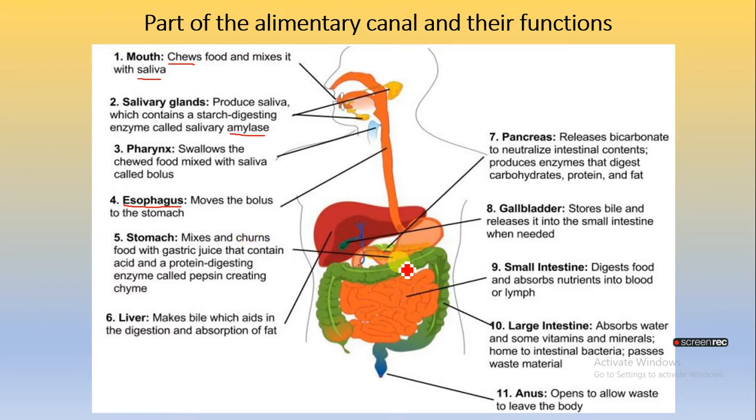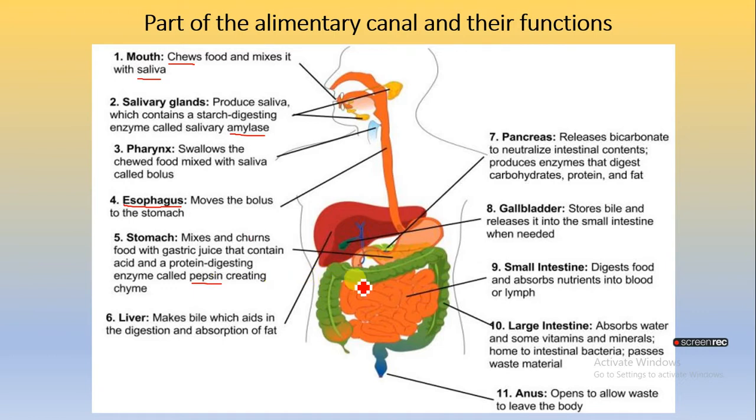So it contains hydrochloric acid, which has a pH scale of approximately 2 to 3, which means it is a concentrated acid. We'll look at the function of the acid much later, but it also contains a protein digestive enzyme called pepsin, which also starts the process of protein digestion.